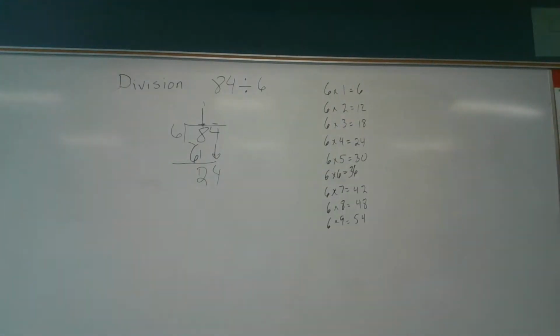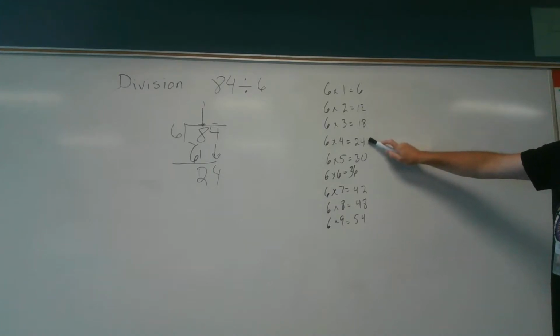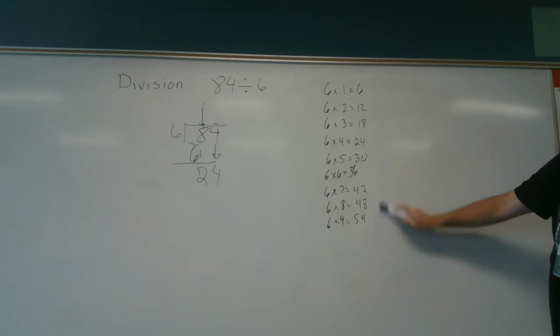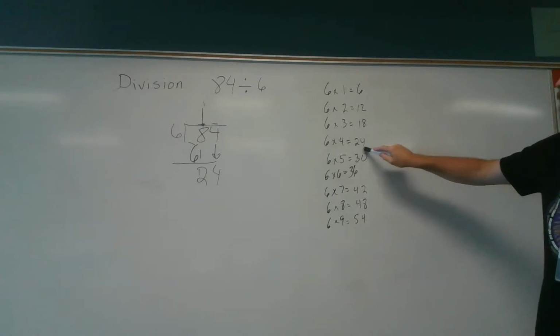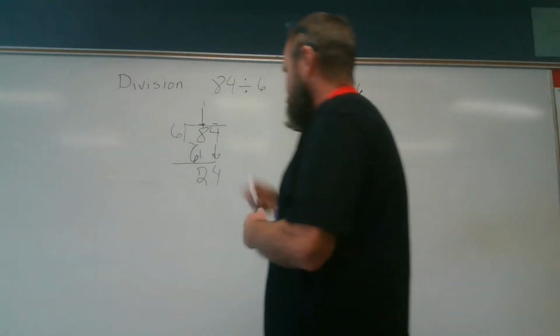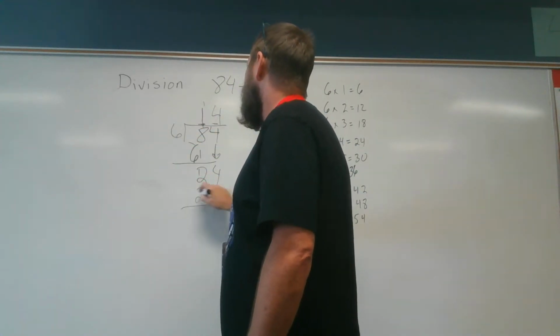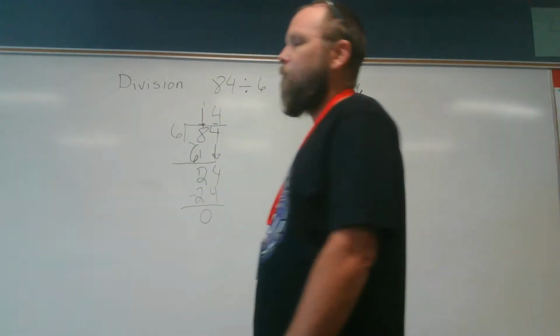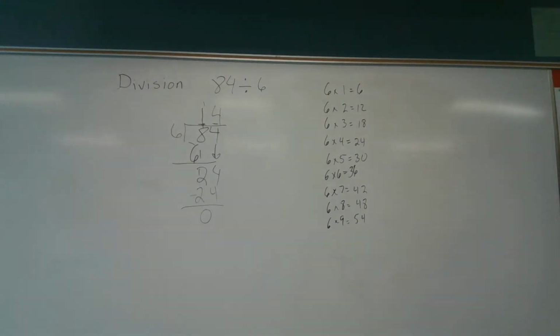So Daniel, once again, I go over to my list of multiples. 6, 12, 18, 24. Which is closest to 24 without being bigger than 24? 24. Which is 6 times 4. And 6 times 4 is 24. We don't have a remainder. So our answer is simply 14.